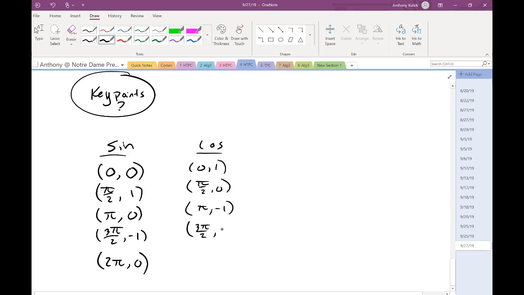At 270 degrees, cosine is 0. And at 360 degrees, cosine is 1. Do you need to memorize these key points? Not really. Do you know why not? They're all in the unit circle, right? These are just the quadrantal angle values on the unit circle.